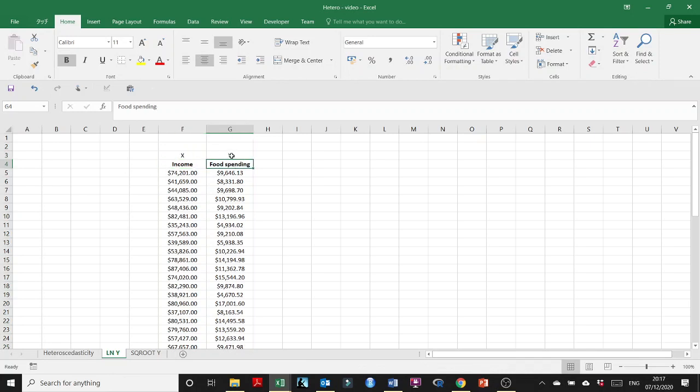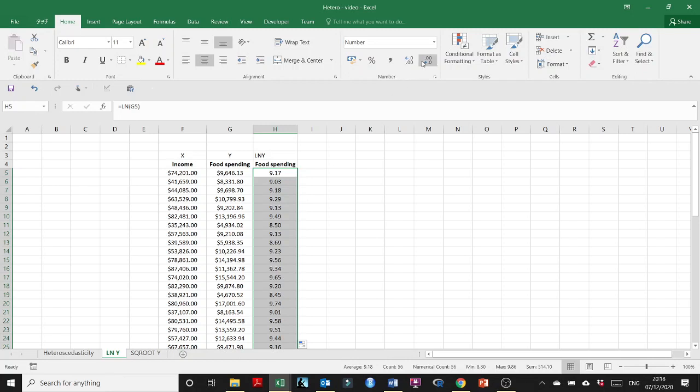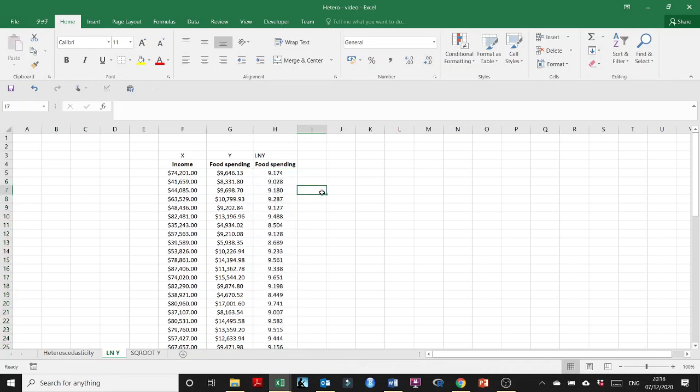We transformed this one. This is the y. So over here, I'm going to just put ln y, food spending again, and let's take the natural logarithm of y. I'm sorry, guys, if I'm calling things with different names, because it's a bit late here. It's been a long day also. So anyway, this is the natural logarithm of y.